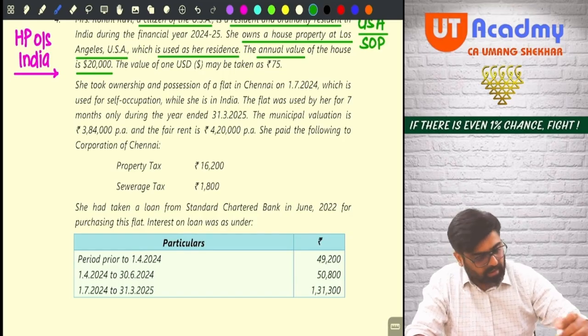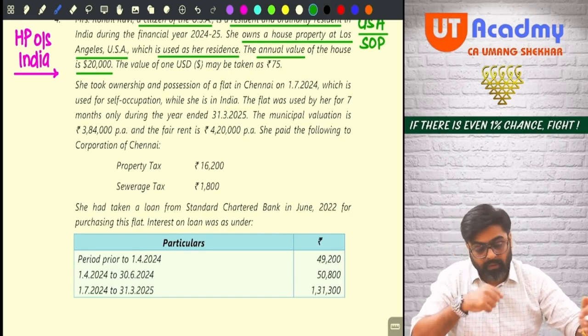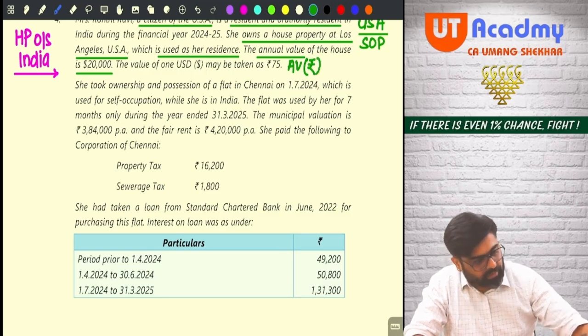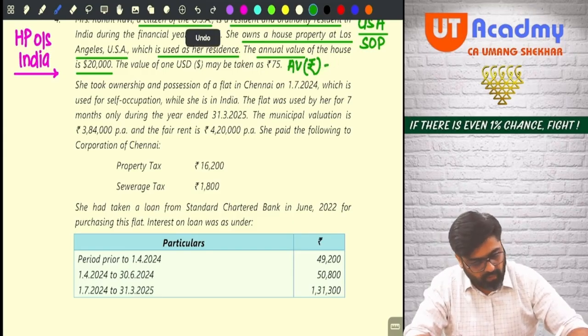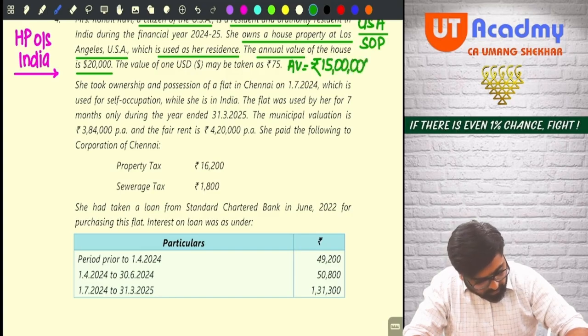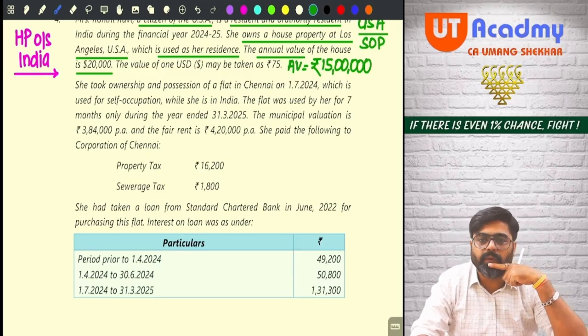And the INR to dollar exchange rate is 75. So can I say the annual value of this property in rupees is 75 into $20,000, amounting to rupees 15 lakhs. Now tell me, can she claim the exemption for this annual value?